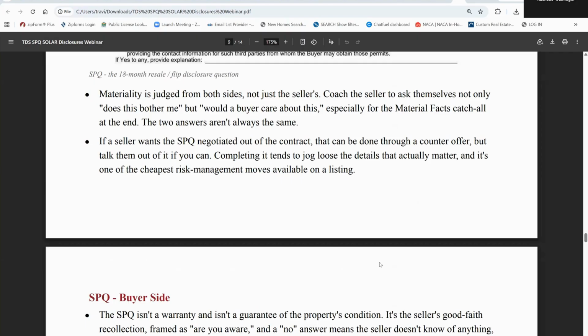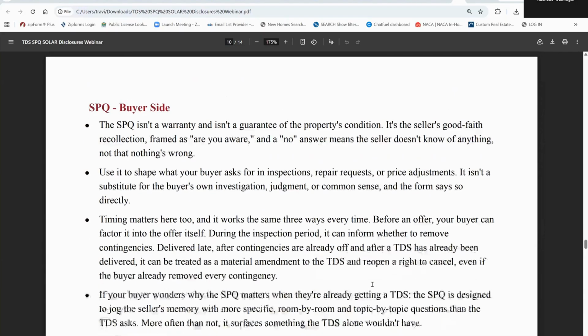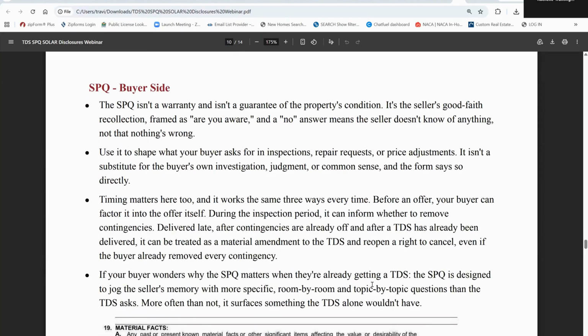If a seller wants the SPQ negotiated out of the contract, that can be done through a counteroffer, but talk them out of it if you can. Completing it tends to jog loose any details that actually matter. So I would never recommend that. I would never advise that. Fill out the SPQ. If a seller is being shady about disclosing things, you might reconsider taking that listing, because that sounds like it's going to be a problem.